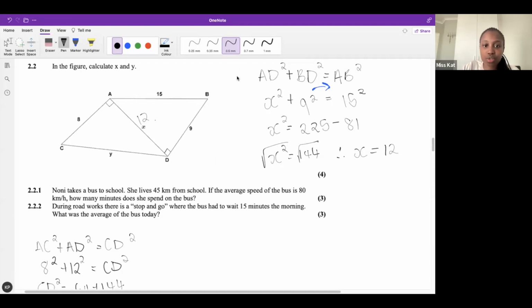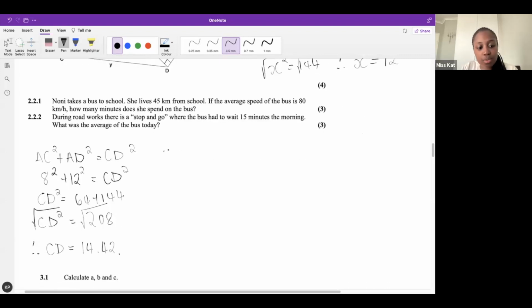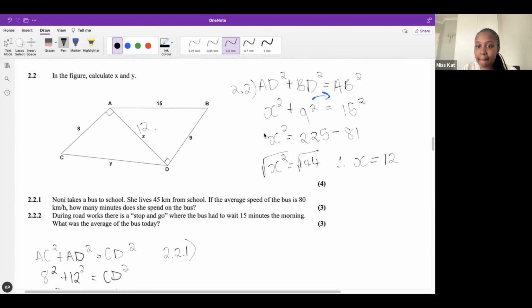This was just 2.2, which is strange numbering. Okay. So 2.2.1 says, Noni takes a bus to school. She lives 45 kilometers from school. If the average speed of the bus is 80 kilometers an hour, how many minutes does she spend on the bus? Mark allocation, says Kwezi.